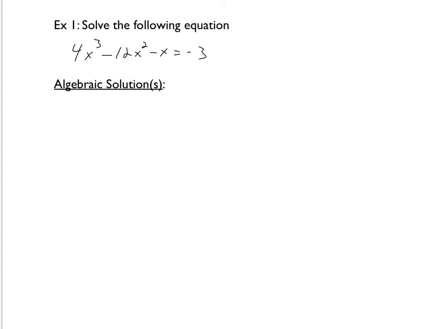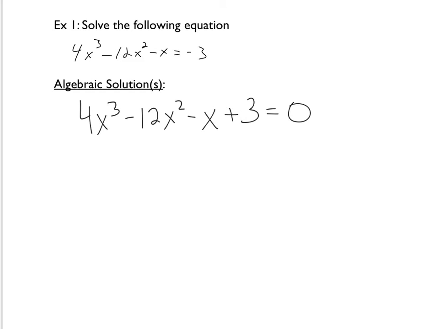So let's do an example. We just want to solve this algebraically. So we have 4x cubed minus 12x squared minus x is equal to negative 3. So first thing, we want to bring everything to one side. So we have 4x cubed minus 12x squared minus x plus 3 is equal to 0.